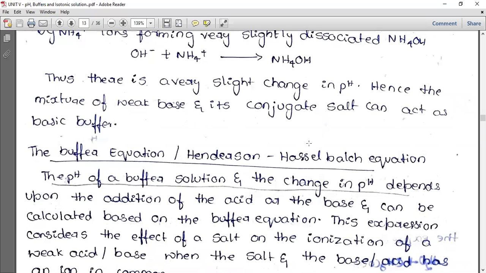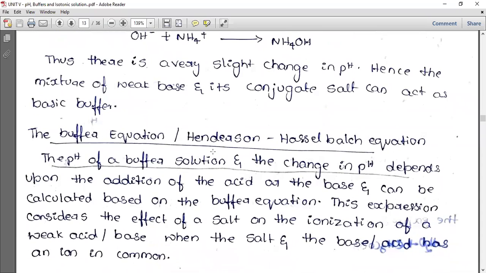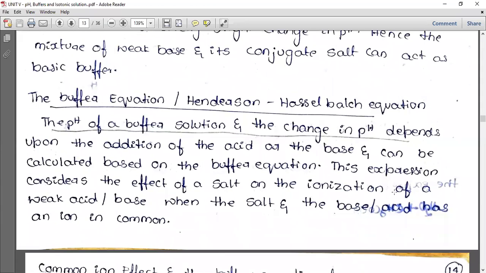So moving on to next, the buffer equation, or what we call the Henderson and Hasselbalch equation. There is a specific equation for acid separate and base separate. The pH of a buffer solution and the change in pH upon addition of an acid or a base can be calculated based on the buffer equation. This expression considers the effect of salt on the ionization of a weak acid or a base when the salt and the base or acid have an ion in common.